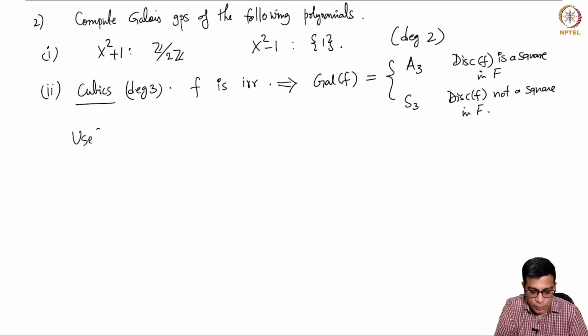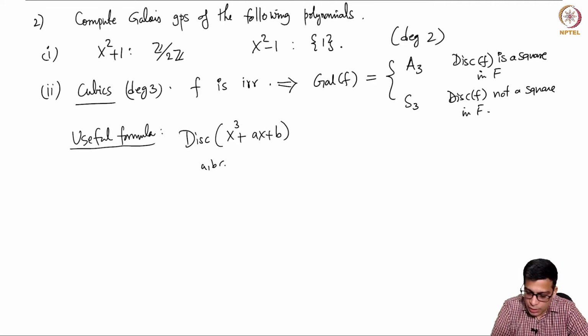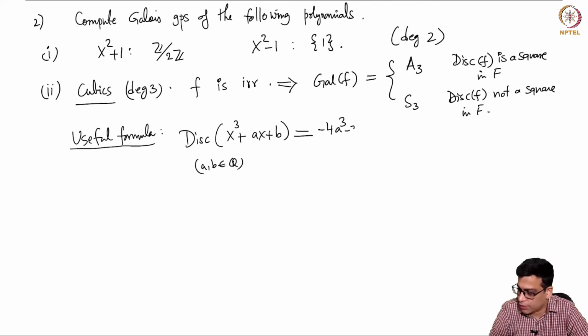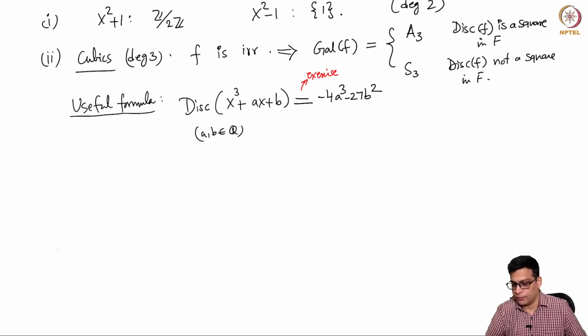A useful formula that can be proved using some tedious computation is the following. If you take an irreducible polynomial of degree 3 without any degree 2 term, x cubed plus ax plus b, where a and b are rational numbers, let's say, the discriminant is actually minus 4a cubed minus 27b squared. This is an exercise. I have written down the discriminant for an arbitrary degree 3 polynomial earlier in the course, but if you apply that with the quadratic term being 0, you get this. Using this, let me give you 2 examples.